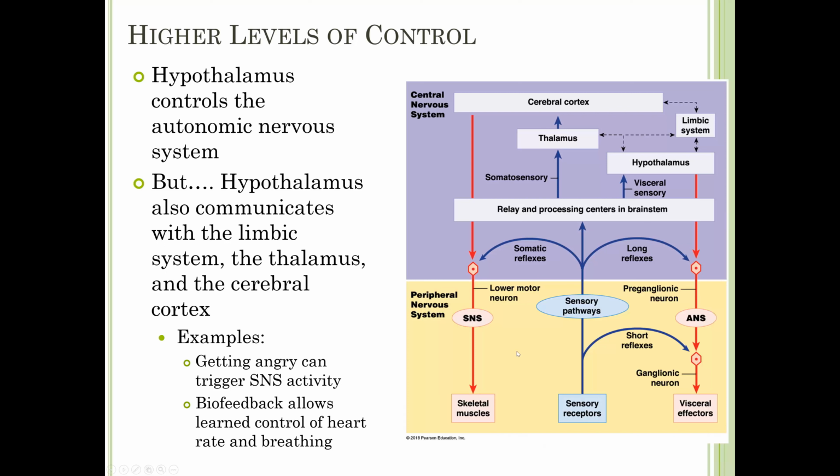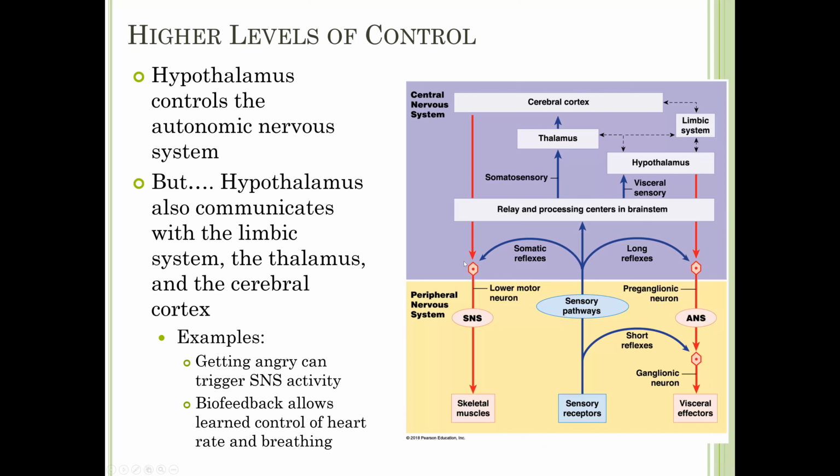I also like this image from your textbook because it kind of summarizes a lot of things that we've talked about over the past several chapters. So, for example, if we start out with sensory receptors in the periphery, we've got short reflexes where the sensory receptors go straight to a ganglionic neuron of the autonomic nervous system and go straight out to the visceral effectors. But we also have sensory receptors that are going to go up and then go into the spinal cord as part of those somatic reflexes that we looked at, like the withdrawal reflex and the stretch reflex.